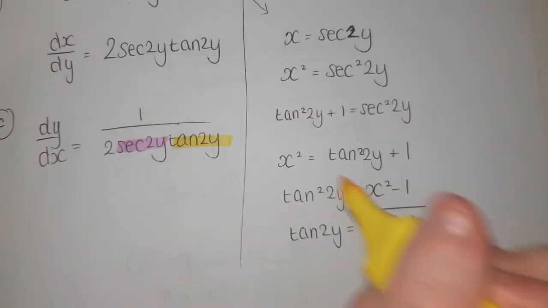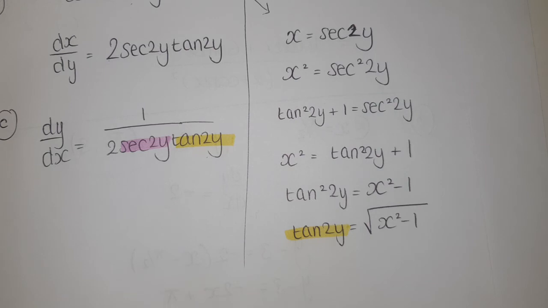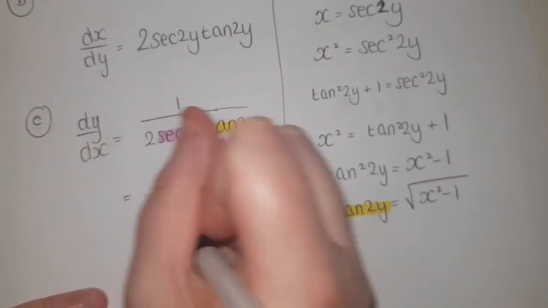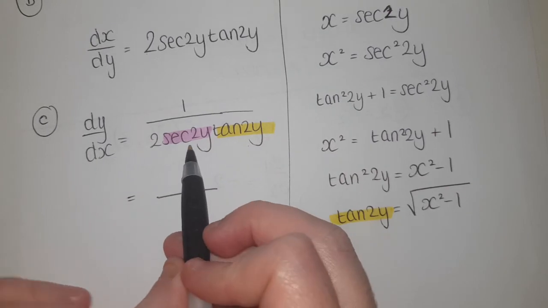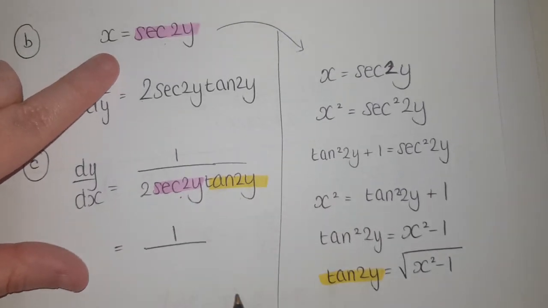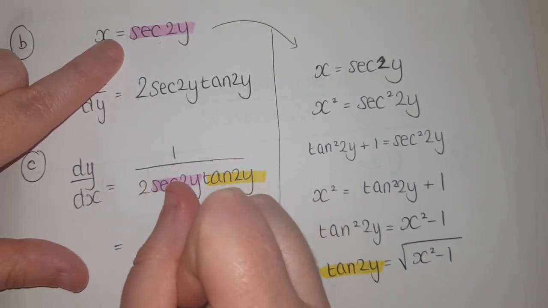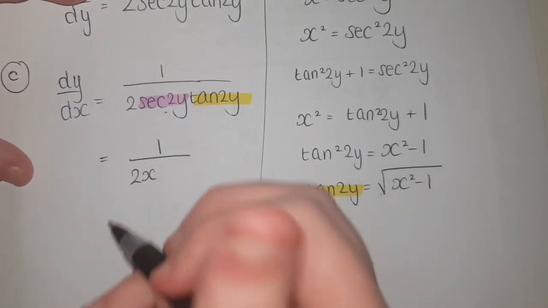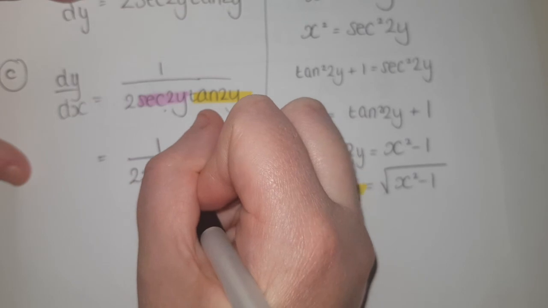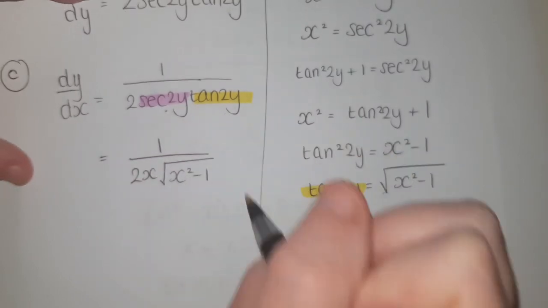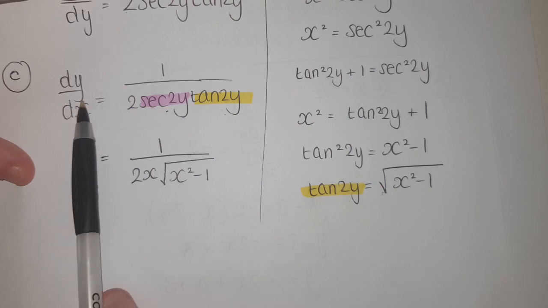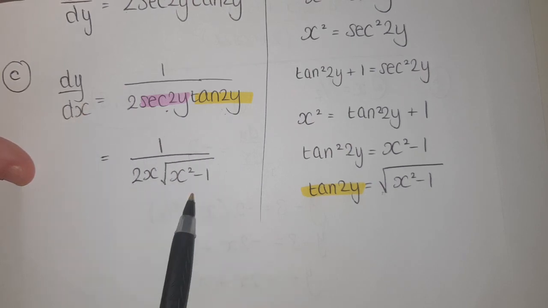But it does mean I've now got a way of replacing tan 2y with what we know it's equal to. So I can rewrite dy by dx as 1 over sec 2y, we said is just x from the top of our question. So I've got 2x, and then tan 2y is this horrible mess here. So I've got the square root of x squared minus 1. So it doesn't look pretty and never will in these questions, but you've got dy by dx in terms of x.